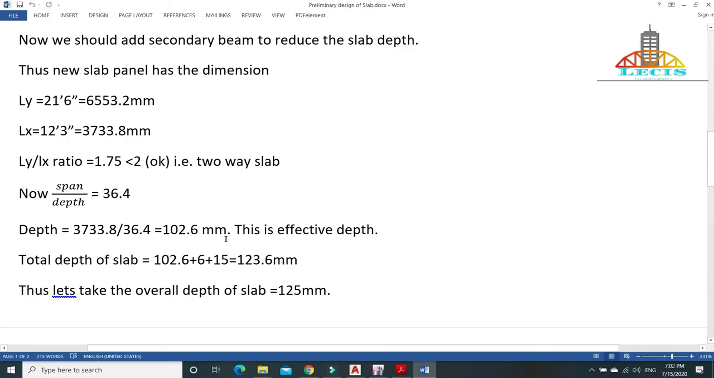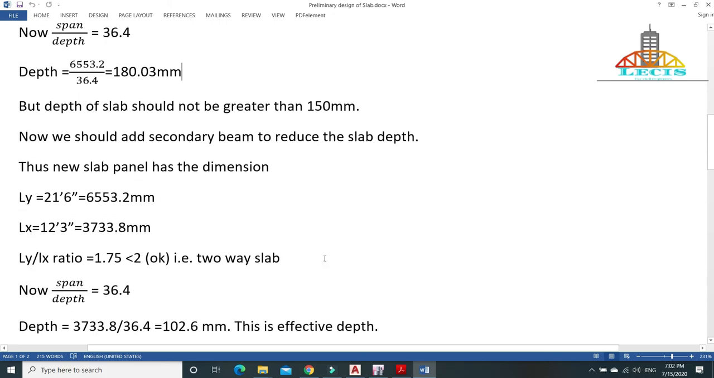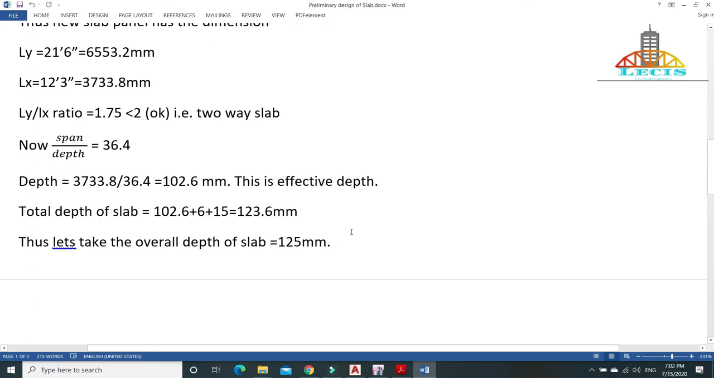This is not the overall depth of slab, rather this is the effective depth of slab. So to find the total depth of the slab, you need to add the effective depth plus, I assume we are using 12 mm diameter reinforcement bars on the slab, so half the length of 12 mm is 6 mm, plus a concrete cover of 15 mm. The value comes to 123.6 mm. Thus, let's take the overall depth of slab as 125 mm. In this way, we give the preliminary sizing of slab.